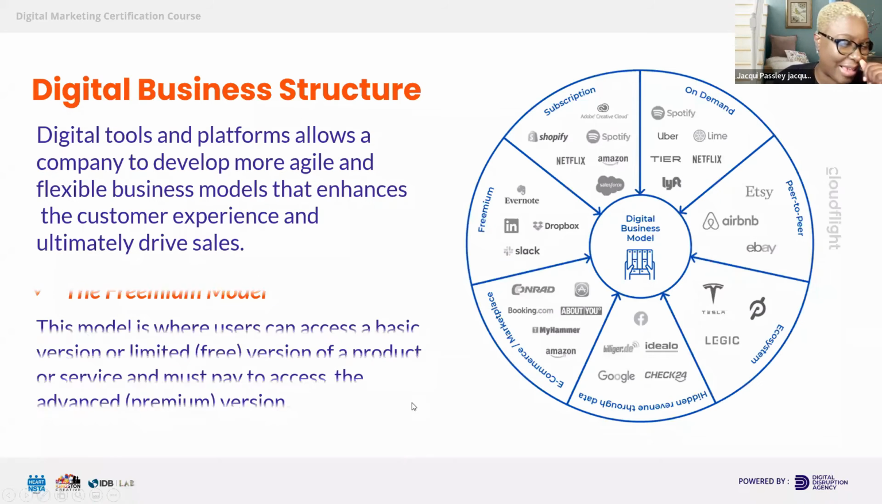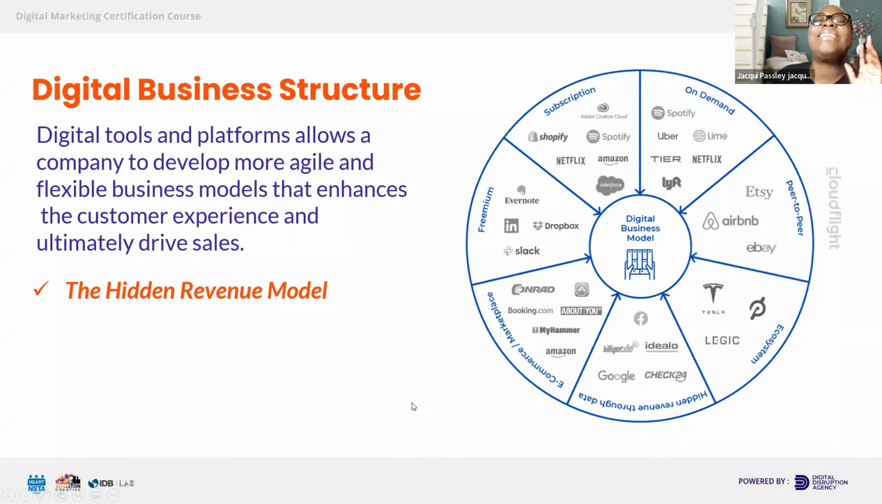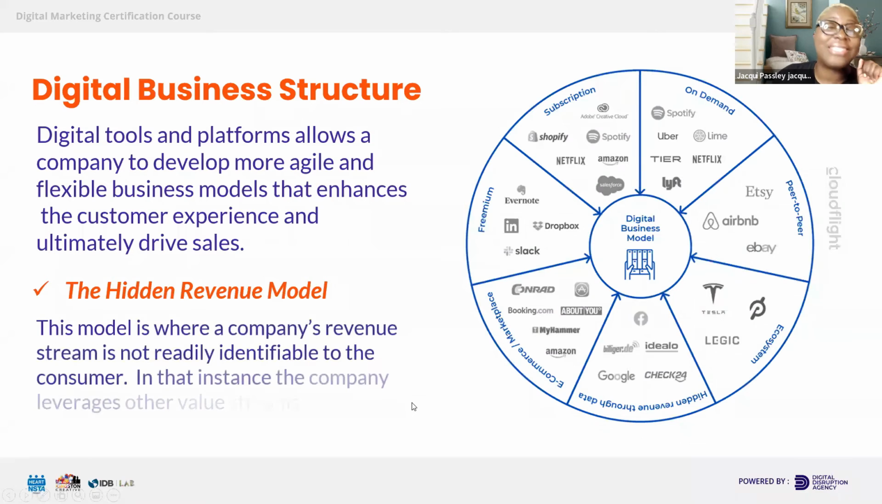You get it. Okay. The hidden revenue model. This model is where a company's revenue stream is not readily identifiable to the consumer. In that instance, the company leverages other value streams to earn.